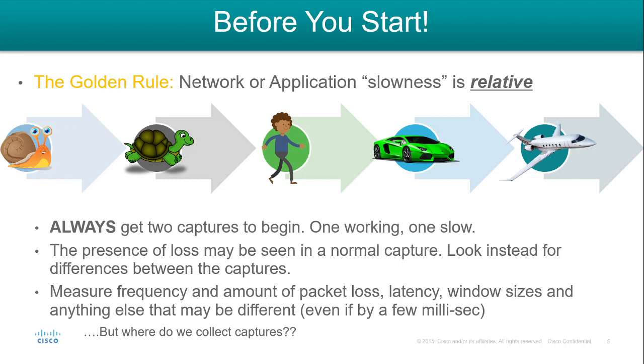I've got some icons down below in order to help demonstrate my point. On the far left, I have a snail, then a turtle, then a human, followed by a supercar, and then a jet airplane. If we think about each one of the things in these different categories, they all have a different definition of what could be considered fast versus slow.